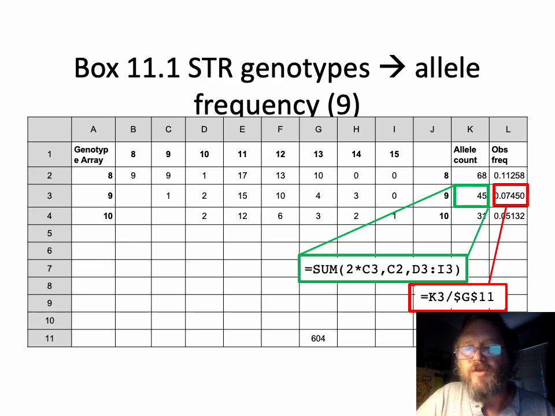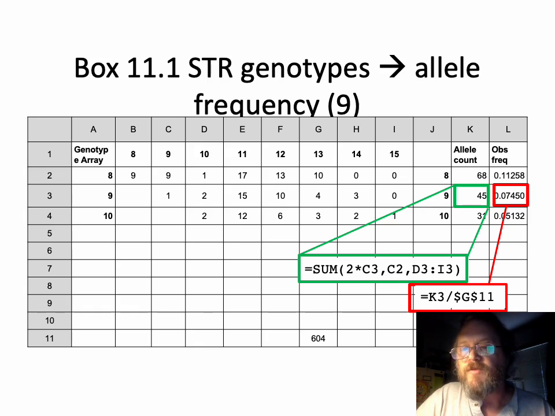So let's go to allele 9. Where do we find allele 9? Well, we find it in row 3, and the homozygous is C3. So when we do our equation again, equals 2 times C3, that gets those guys. But notice we also find allele 9 in C2. It was genotype 8, 9. So we need to count those. I just grab that cell, then another comma, and then I do my range again. So D3 through I3, and we got them all. Hit return, and boom, it confirms the number from your book, right?